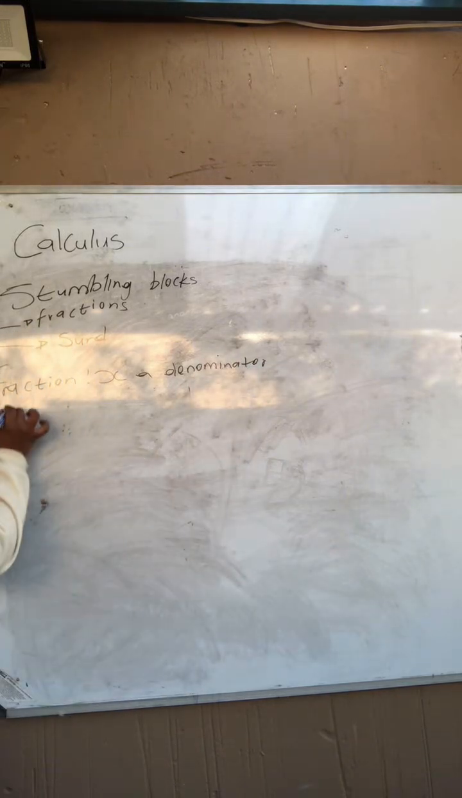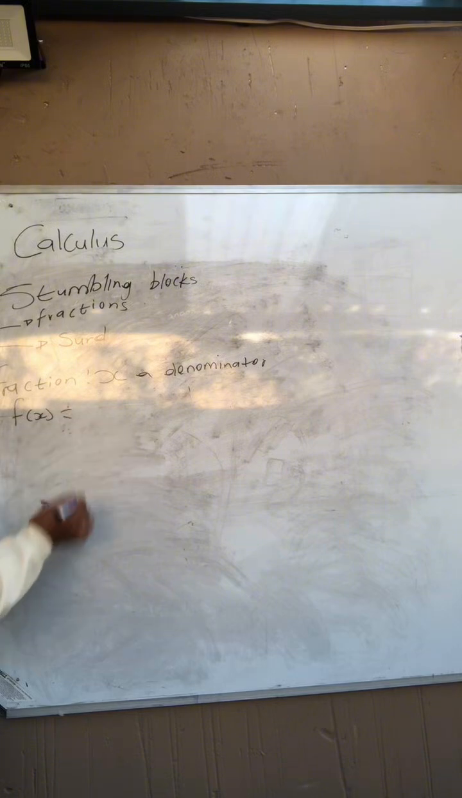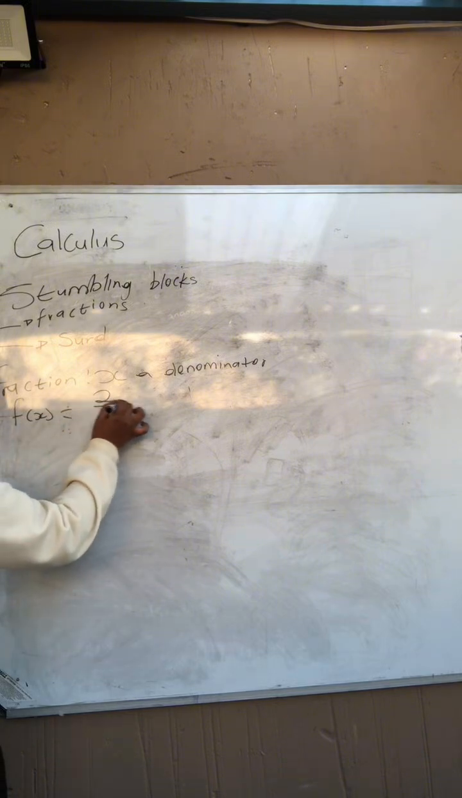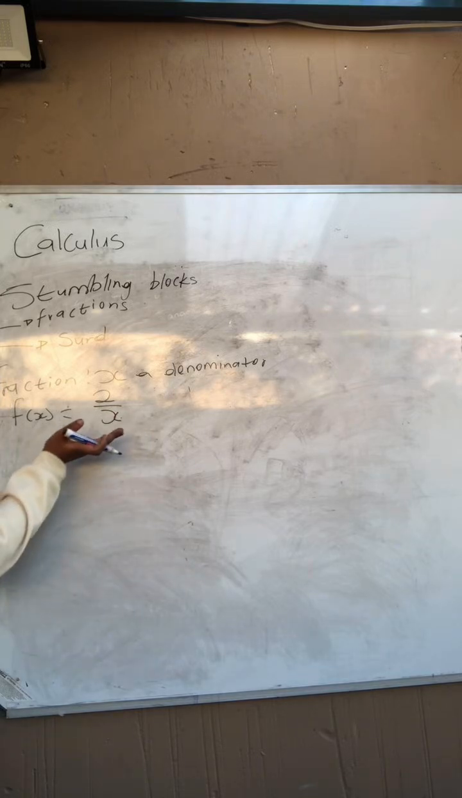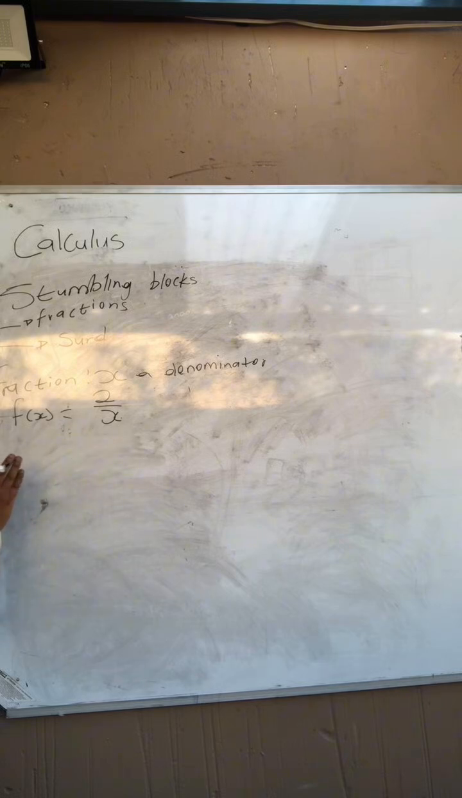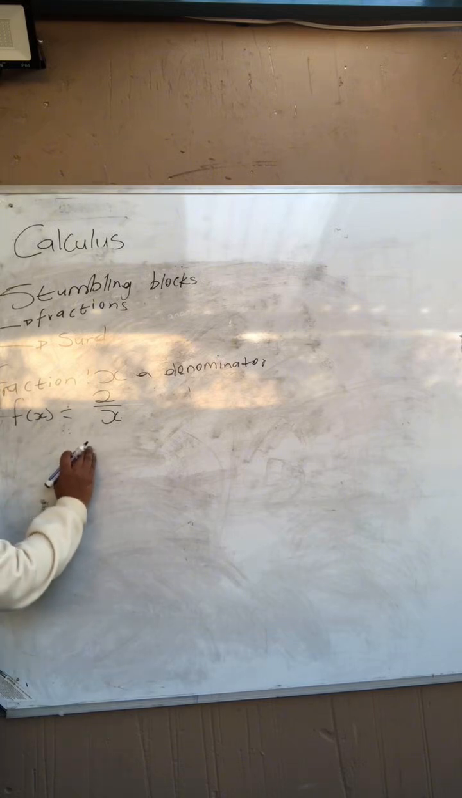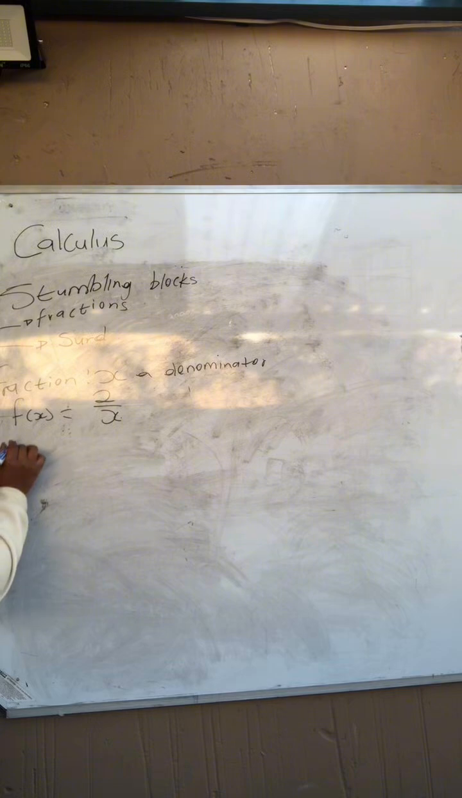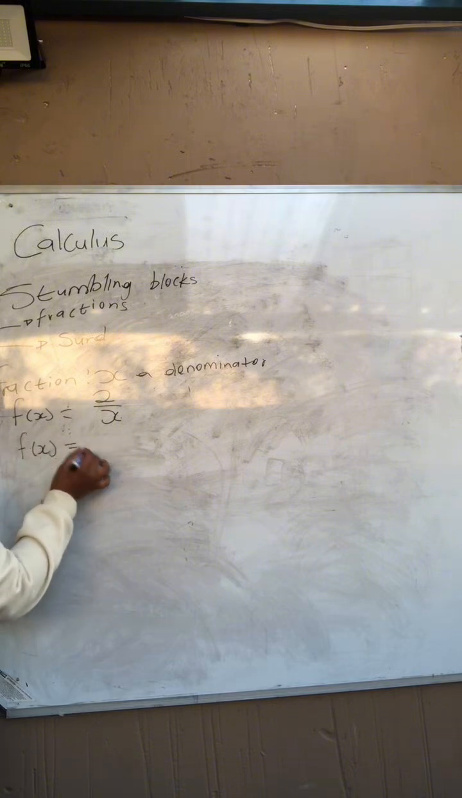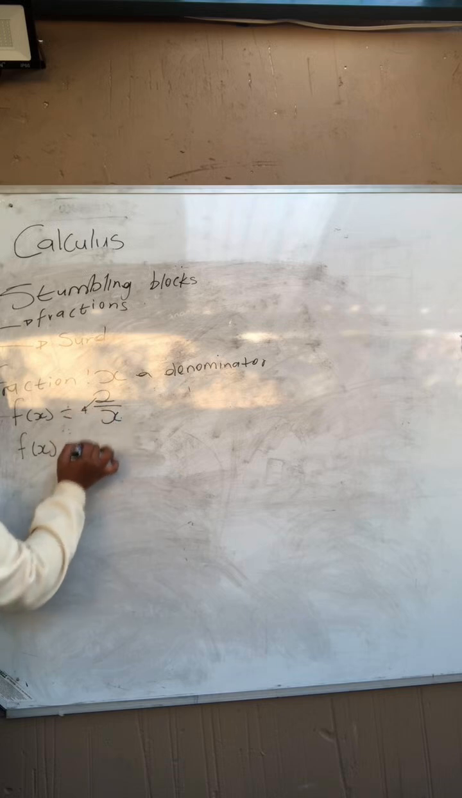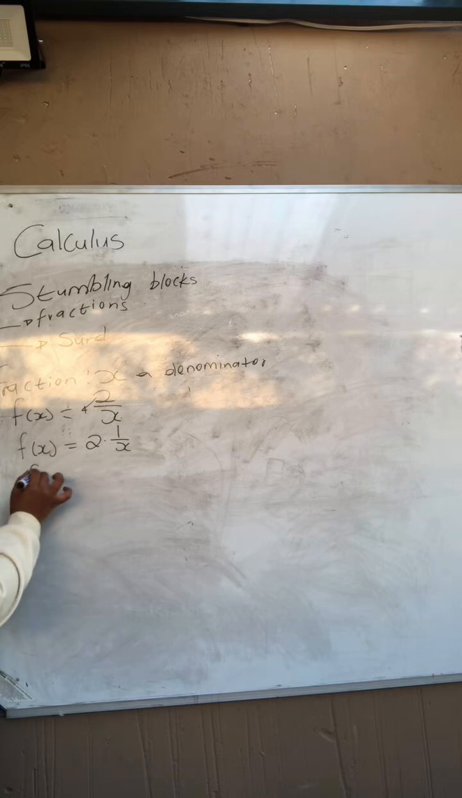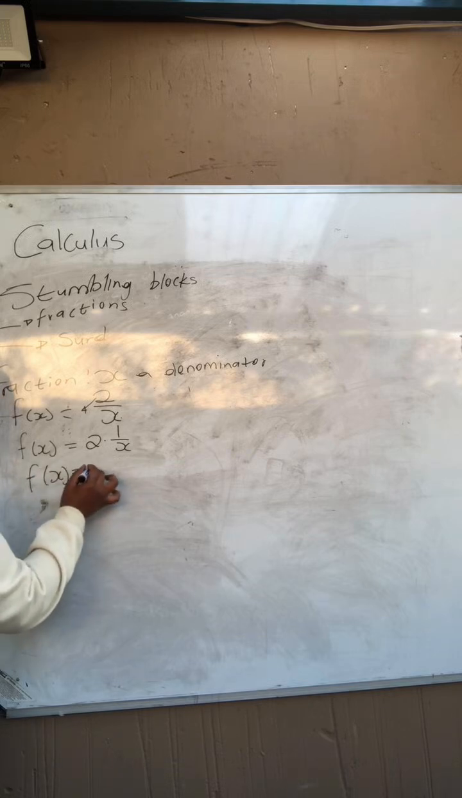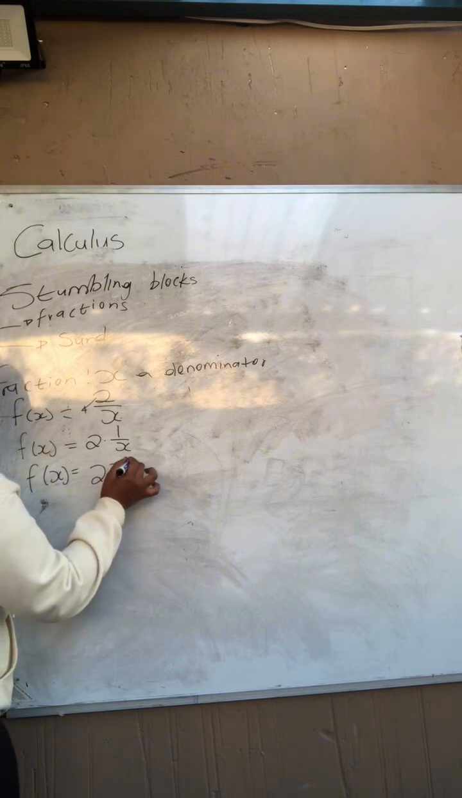For example, we are given f of x equals 2 over x. It will be difficult for us to solve this problem as it is. Our first step to be able to solve this problem is to simplify it first. So f of x will be equal to 2 multiplied by 1 over x, and we know that 1 over x is the same as x to the exponent negative 1.